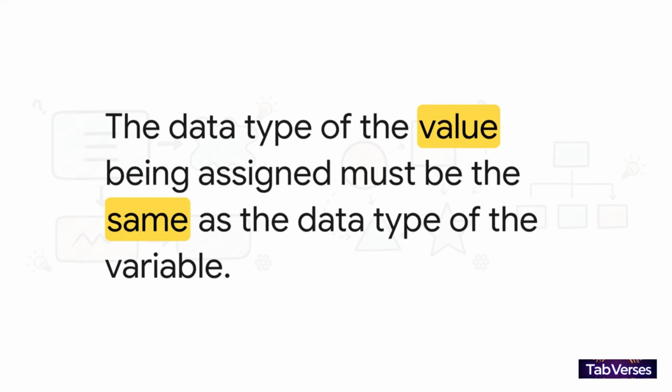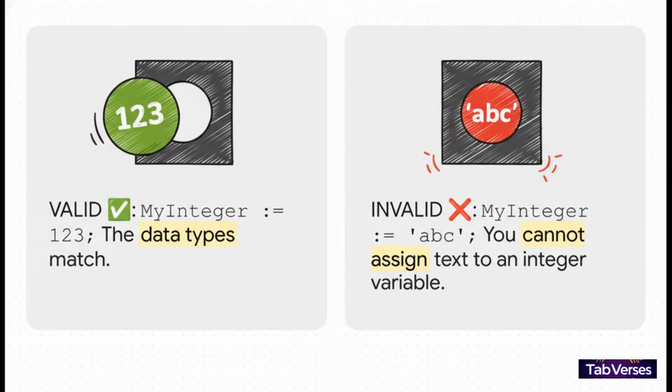If you have a box, a variable, that's labeled for numbers only, you can only put numbers in it. If you have a box labeled for text only, you can only put text in it. The type of data has to match the type of the variable. Simple as that. And here we see that rule in action.